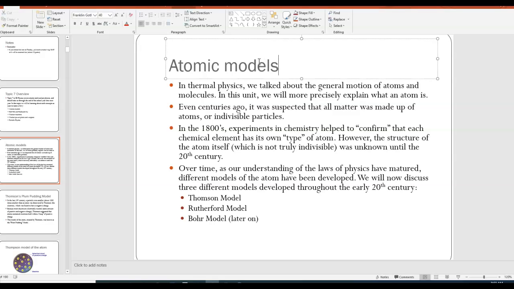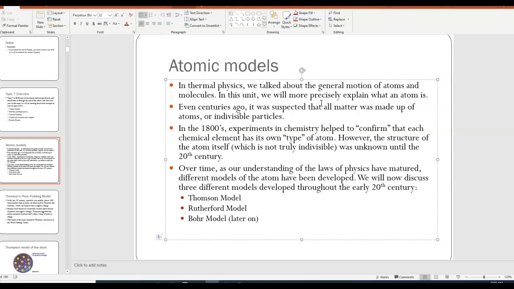So the first thing we're going to talk about today is just some very simple stuff related to atomic models. Now, you should already know what atoms are, just from your other science classes. And in thermal physics, we talked about the general motion of atoms and molecules. We learned that temperature is a measure of the average kinetic energy of atoms or molecules making up an object. We reviewed the fact that everything is made of atoms. Combinations of atoms are called molecules, and basically everything in the universe that we think of is either made up of atoms or combinations of atoms.